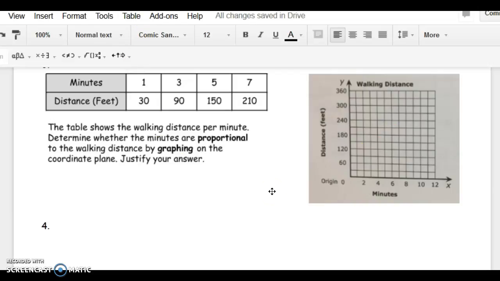So just remember, on the graphing problem, if you want it to be proportional, it has to be two things. It has to be a straight line, and it has to be going through the origin.